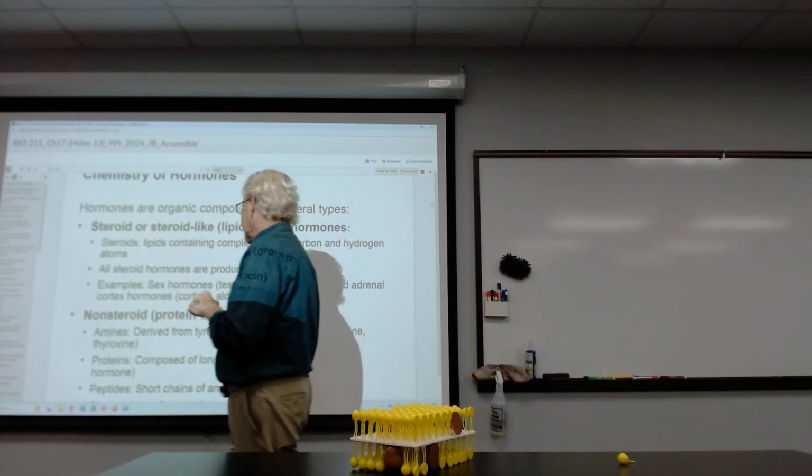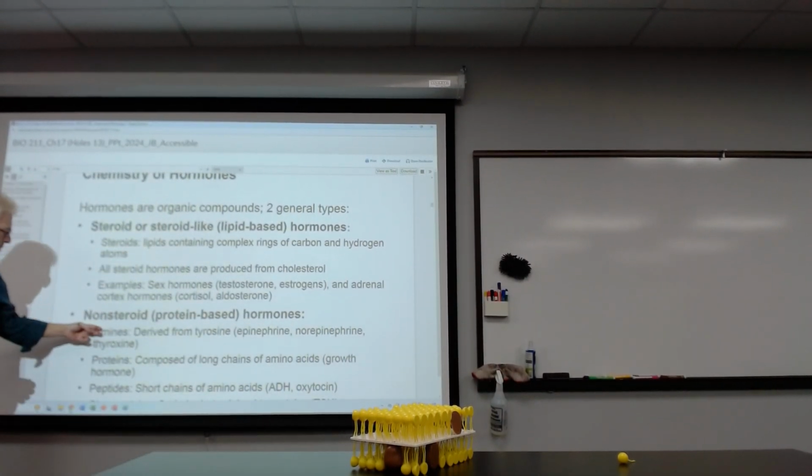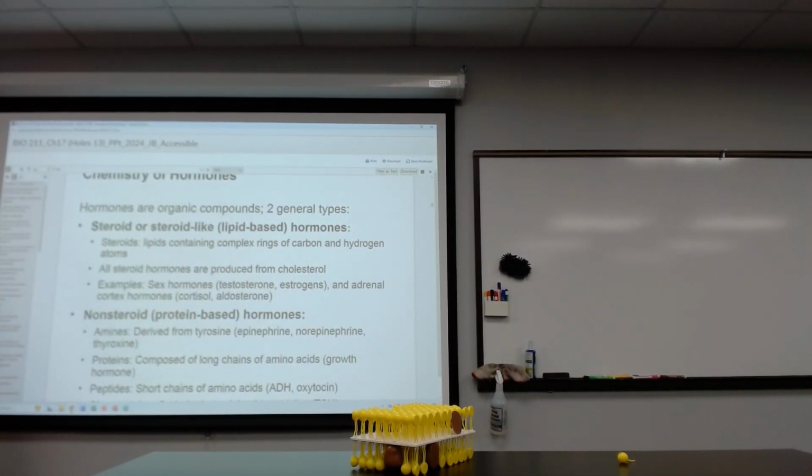Because I'm not going to get all bent into shape and say which one's an amine, which one is a peptide, meaning a small protein. No, I would never do that. You're either a lipid or you're a protein. Okay? Is there something else? Because I'll just scroll. No, I'm good on that part.